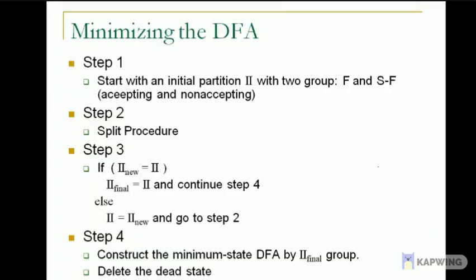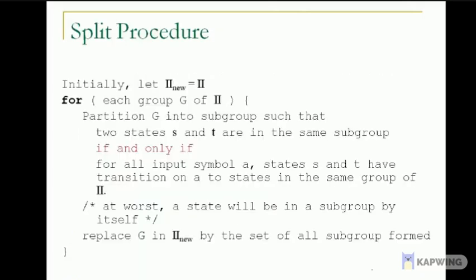So, what should I do for minimizing this DFA? Let's start with initial partition with 2 groups. One is final state and another one is non-final states, or you can say accepting states or non-accepting states, right? Then you have to apply the split procedure. The split procedure is nothing but you can combine 2 states S and T.